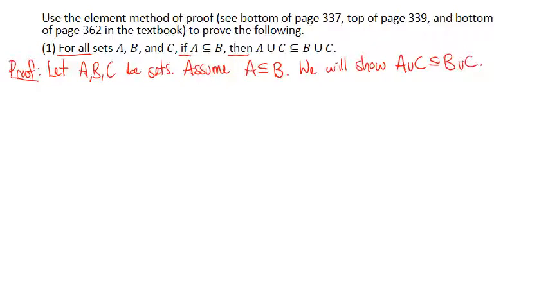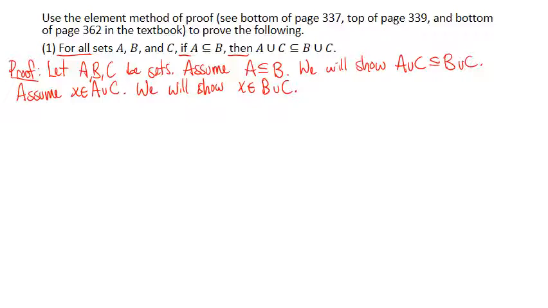Okay, so in order to show that one set is a subset of another set, this is where you use the element method of proof. So we assume, or let, X be an element of A union C. That should be a capital C. And then we will show that X is also an element of B union C. So that's what's called the element method of proof, because it's all about elements.